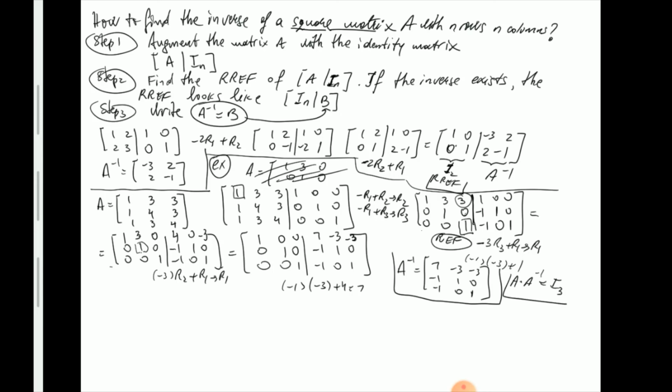So multiply, using matrix multiplication, this matrix and convince yourselves that it will give you the identity matrix. So let's finish with an important remark.